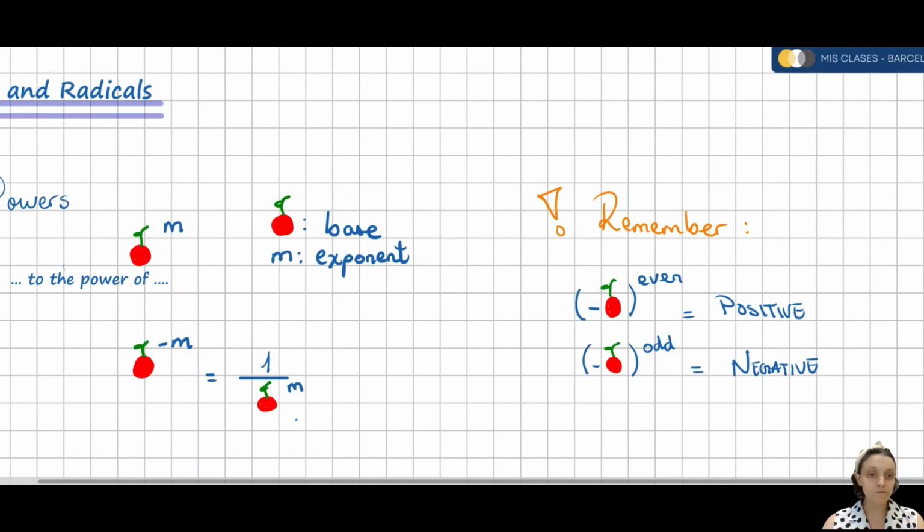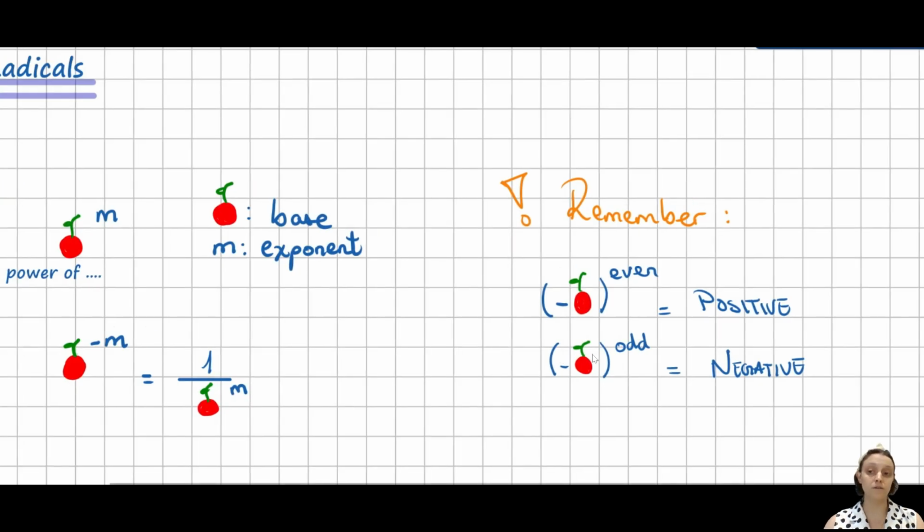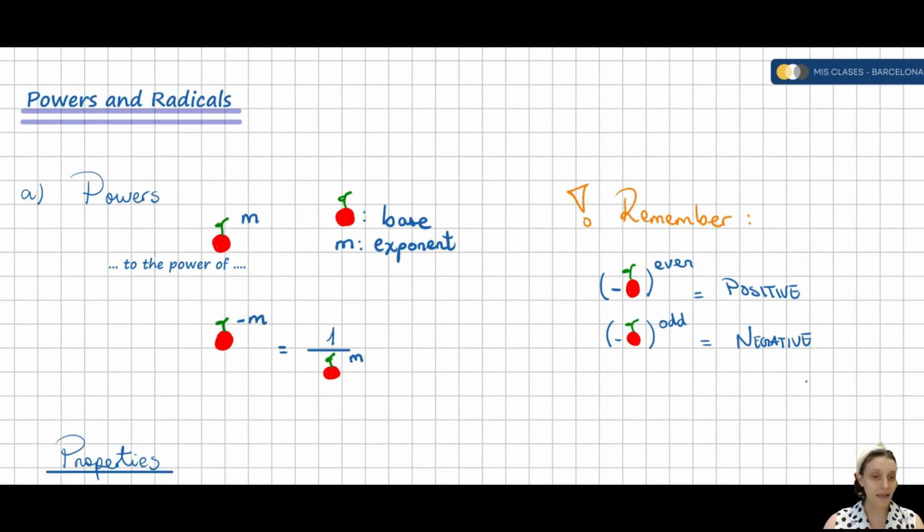Now with this done, remember, this is information that has been given to you since basically first of ESO, maybe even before. If we have a negative base and an even exponent, we will get a positive result. And if we have a negative base and an odd exponent, then we'll get a negative result. Examples for this are not going to be given in this video because the level is mainly for ESO3 and ESO4, and this is information that you already know. This is just a brief reminder.